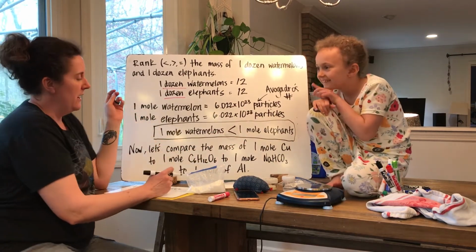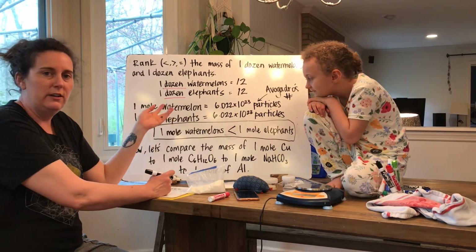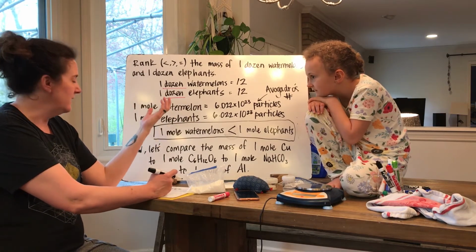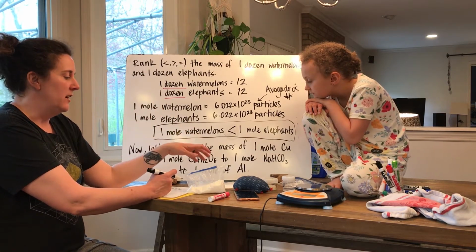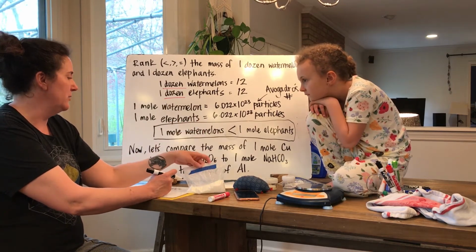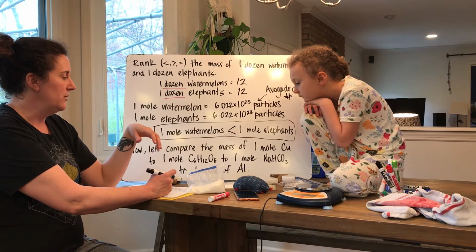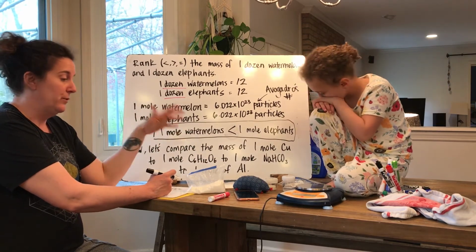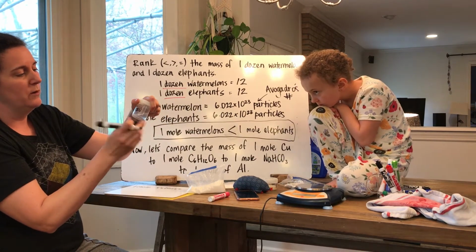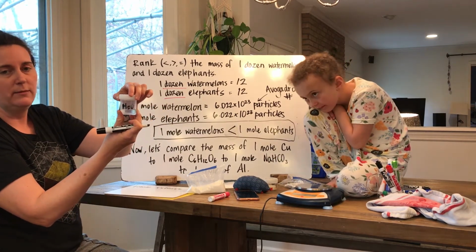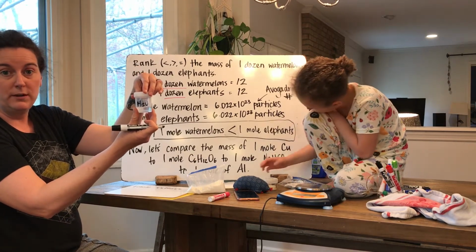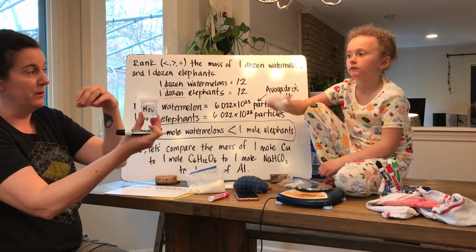Obviously, in this unit, we're not comparing watermelons to elephants or watermelons to ants. We're comparing the mass of 1 mole of different substances like copper or aluminum or sugar or salt to other things. So I've already pre-measured, and you guys saw this in the first video. This is 1 mole of water, which is 18.02 grams. And in this 1 mole of water, there are 6.022 times 10 to the 23rd particles.